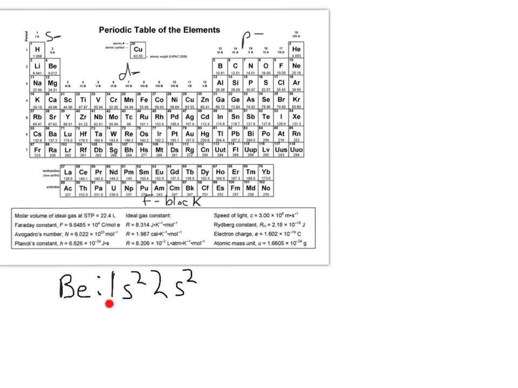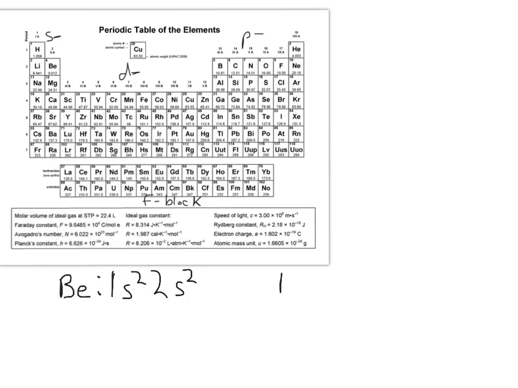Again, where that comes from: start in the first period. 1s1 for 1 electron. Helium's a little strange in that it's actually in the S block. It's grouped over here because it's a noble gas, but in that first row, adding another electron, 1s2. Down to the second period, back in the S block, 2s1, 2s2. We've reached the element we're looking at, so we stop. That's the electron configuration for beryllium.